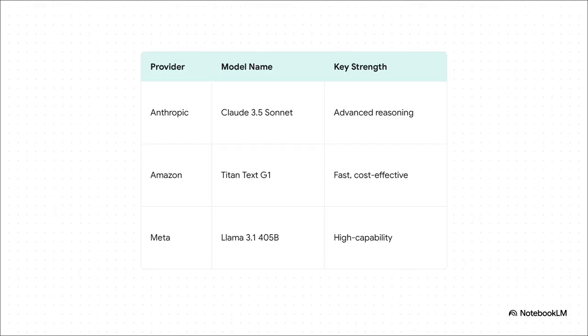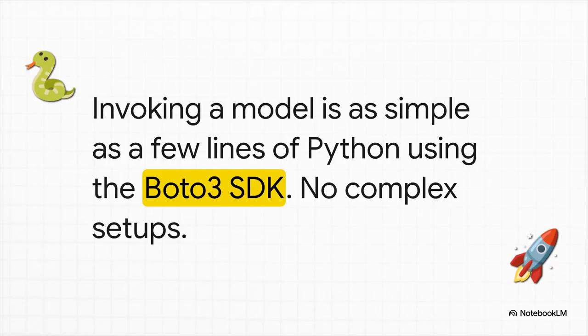And this is where things get really cool. With a service like AWS Bedrock, you're not locked into one model. It's like a buffet of the best-in-class models. You want Claude for its deep reasoning? You got it. Need the speed and cost-effectiveness of Amazon's Titan? It's right there. Or maybe you need the raw power of Llama? The point is, they're all available through one single unified API. No more juggling a bunch of different services and SDKs. It's a game changer.